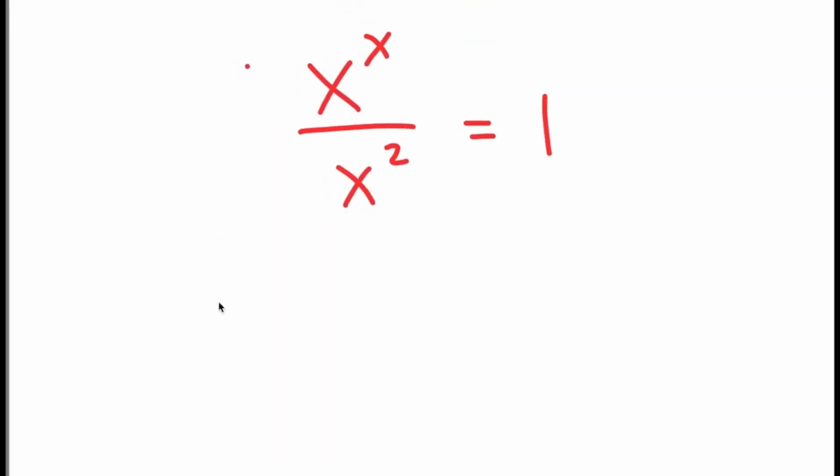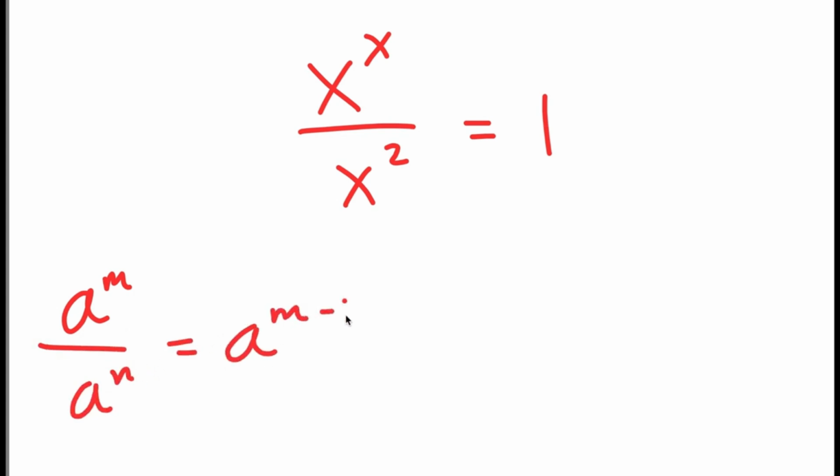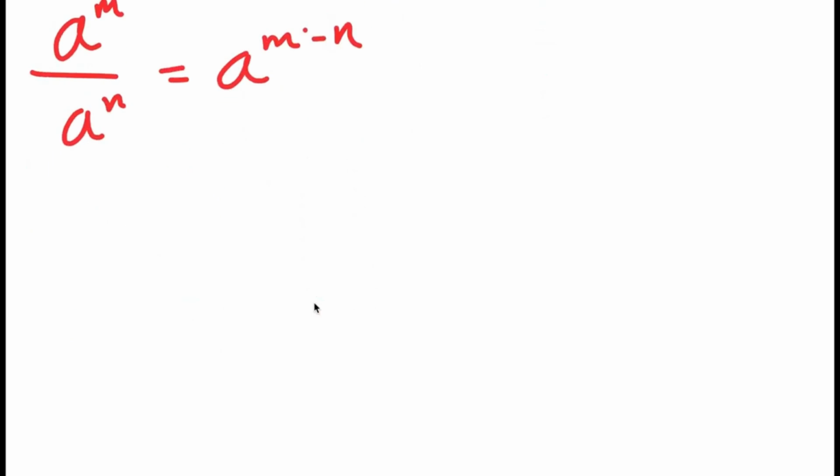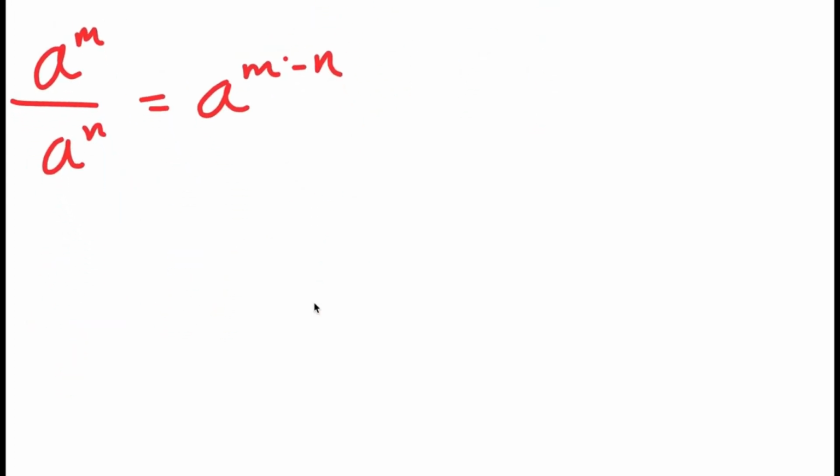Now, I could use an important property of exponents that states that if I have something in the form a to the power of m over a to the power of n, this is equal to a to the power of m minus n. So in this case, I have x to the power of x over x to the power of 2, and it's going to equal x to the power of x minus 2 which is equal to 1.